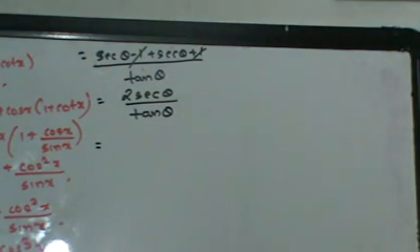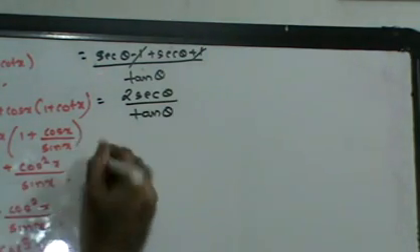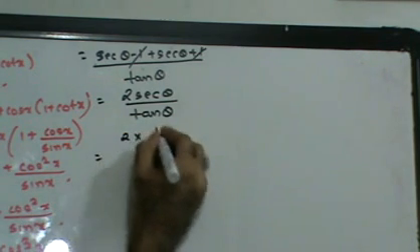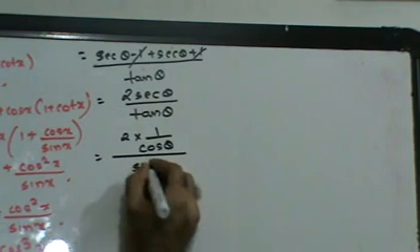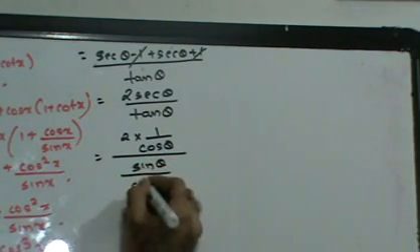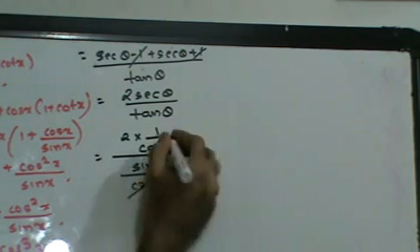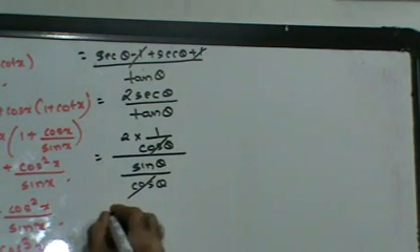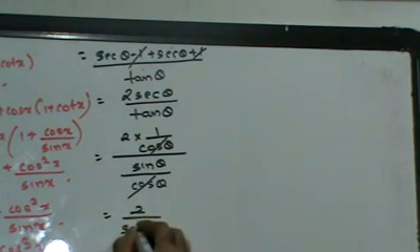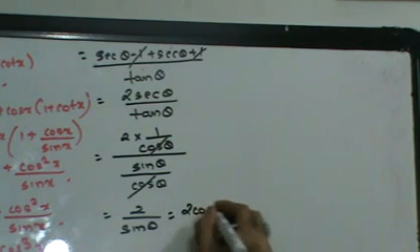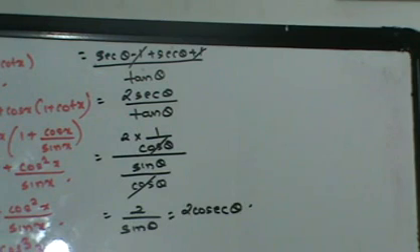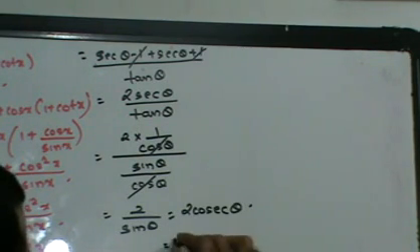Sec theta can be written as 1 upon cos theta. So this is 2 into 1 upon cos theta upon tan theta, which can be written as sin theta upon cos theta. Cos theta gets cancelled. So this will become 2 upon sin theta. But 2 upon sin theta can be written as 2 cosec theta. And I presume that's what you have to prove, yes? That's my RHS.